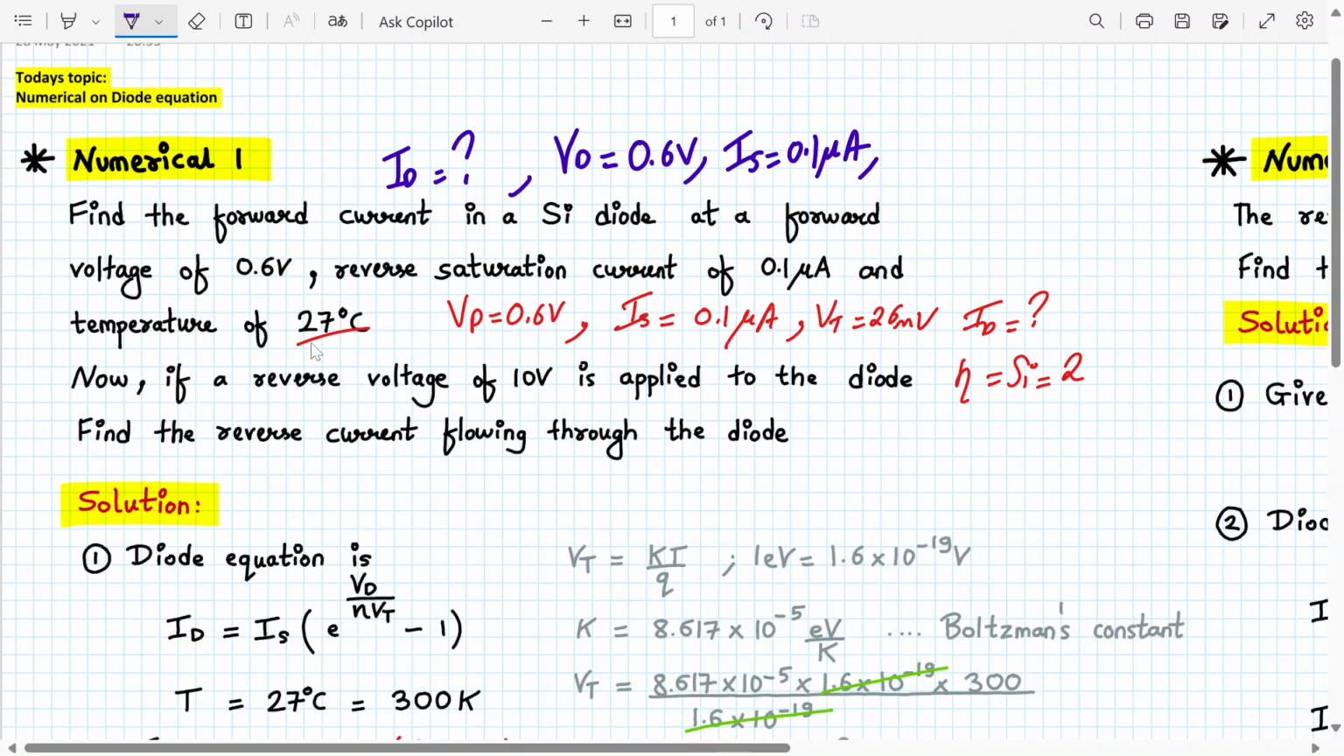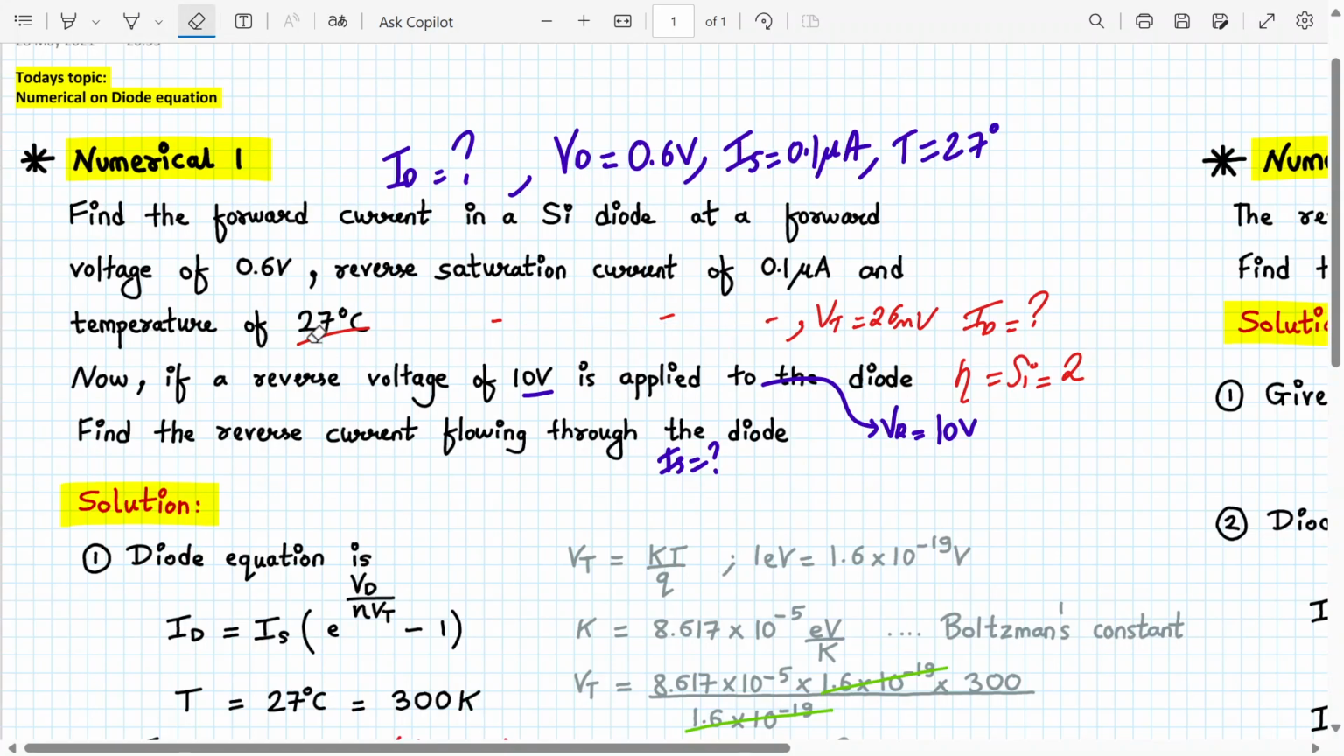Then the temperature is 27 degrees Celsius, and if a reverse voltage of 10 volt is applied to the diode, so here my VR is 10 volt. Find the reverse current flowing through the diode. So we have to find IS in the next part. For the first part we require only this much information. Can we start?